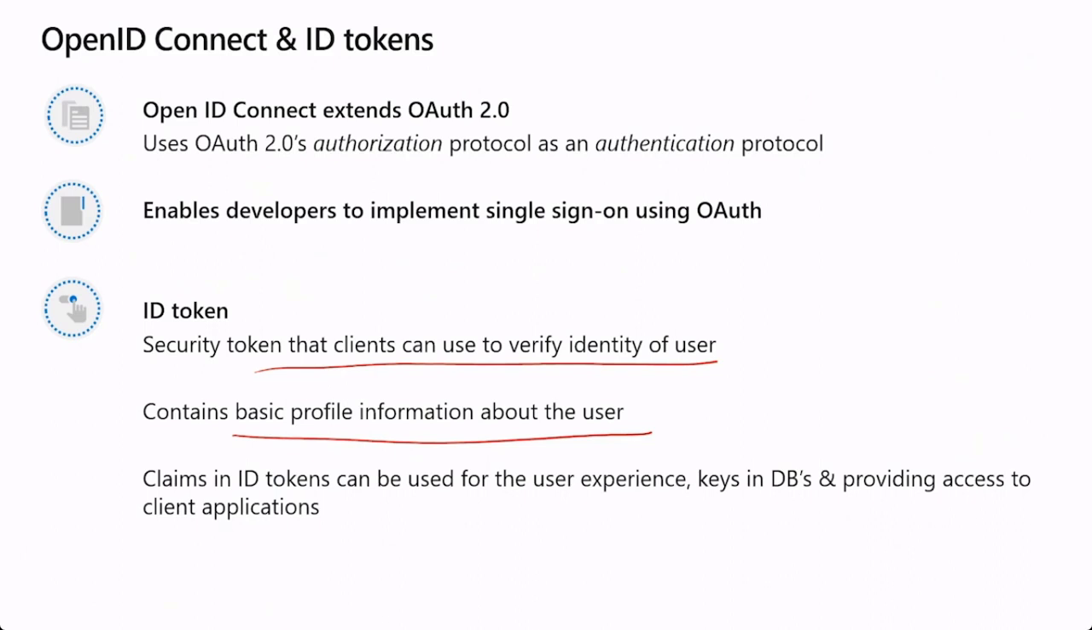And because OpenID Connect extends OAuth 2.0, apps can securely acquire access tokens, which can be used to access resources that are secured by an authorization server. The claims included within an ID token can be used for the user experience within your application, as keys in a database, and providing access to the client application. ID tokens for Microsoft Identity are JSON Web Tokens, so JWT tokens. So these ID tokens consist of a header, payload, and a signature. The header and the signature are used to verify the authenticity of the token, while the payload contains the information about the user requested by your client.